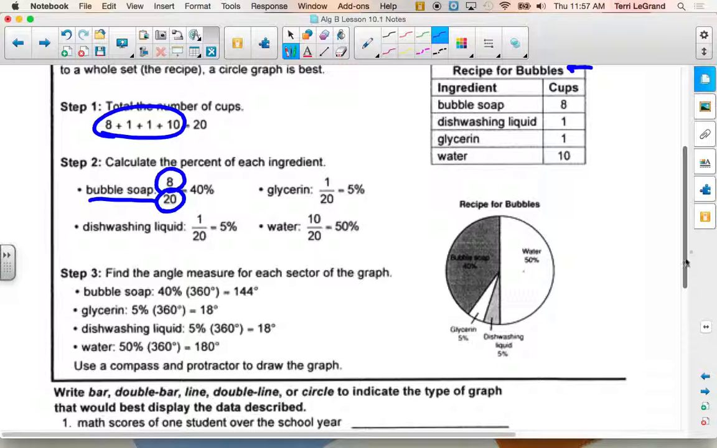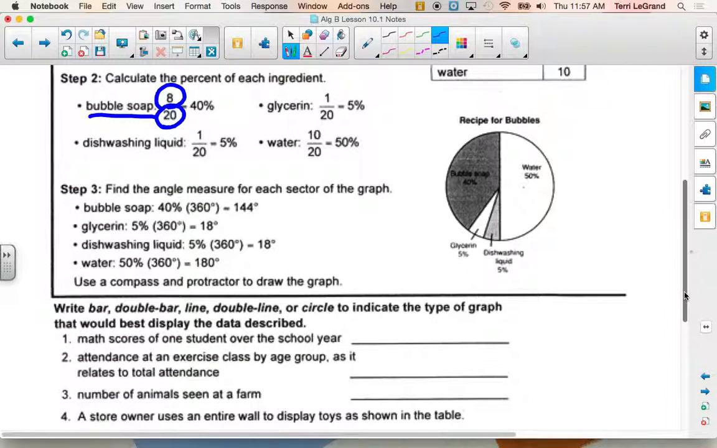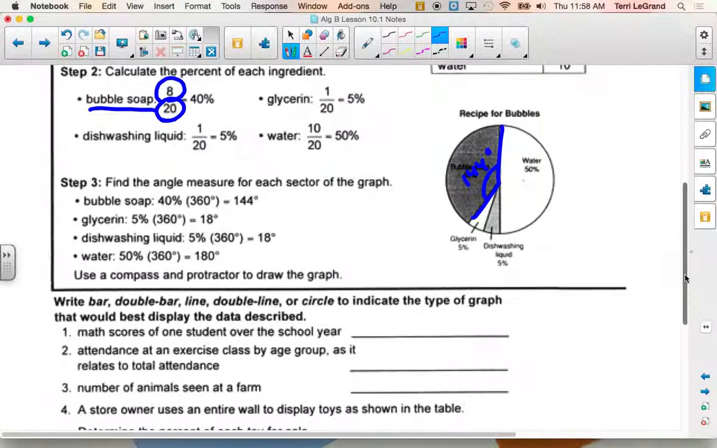Okay, now if we were making a circle graph, this is what we would have to do. We'd have to multiply it by, how many degrees are there in a whole circle? 100. No, 360. So we would take 40% of 360, and the angle that we need for the bubble part would have to be a 144-degree angle. This right here would have to be 144 degrees if we were going to actually make the circle graph. Okay, but we're not going to make it.